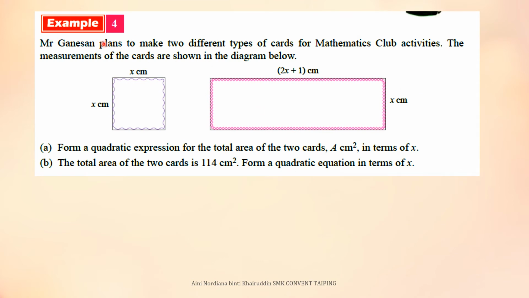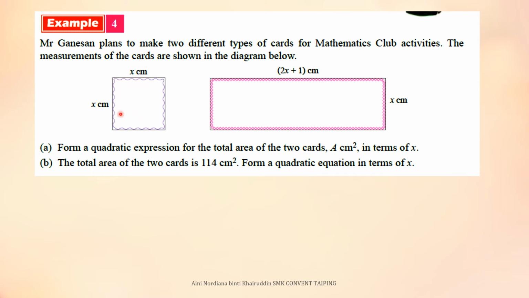Have a look at example 4. Mr. Ganesan wants to make two different types of card for mathematics club activities. The measurements of the cards are shown in the diagram below. Form a quadratic expression for the total area of the two cards, A cm squared, in terms of x.